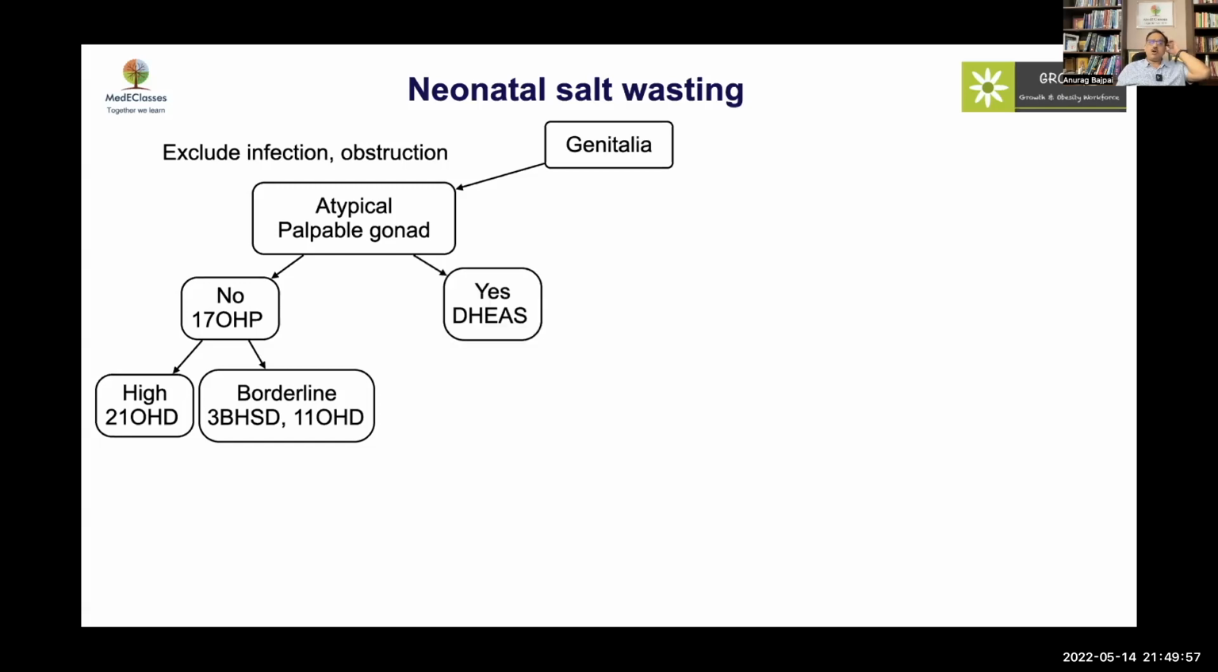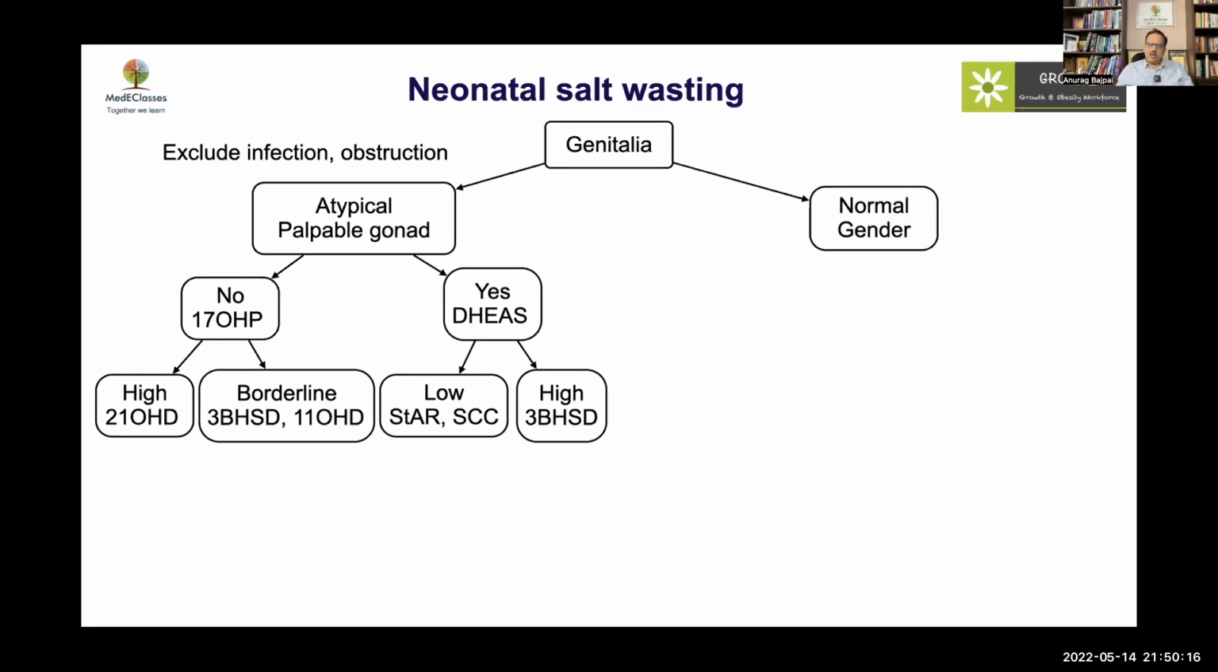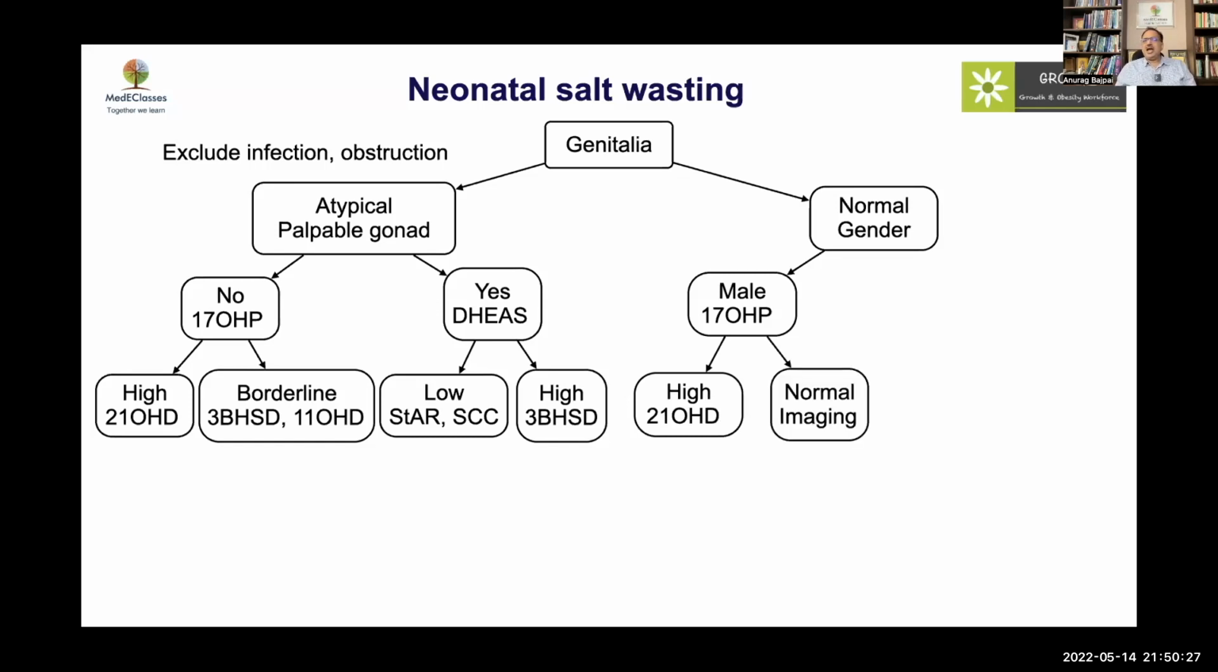If, however, you have got no palpable gonad, it will indicate the possibility of a XY-DSD with salt wasting. Look at DHEAS. If your DHEAS is low, this is a proximal defect, as Pratik was talking about. If it's high, this is like a 3-beta hydroxysteroid dehydrogenase deficiency. If your genitalia is normal and you have a male, you look at 17-OHP because CAH will often be missed. If it's high, this is 21-hydroxylase. If it's normal, do imaging. And if imaging shows small adrenals, that is adrenal hypoplasia congenita. If it is large, then you start talking about other things which we'll discuss subsequently.